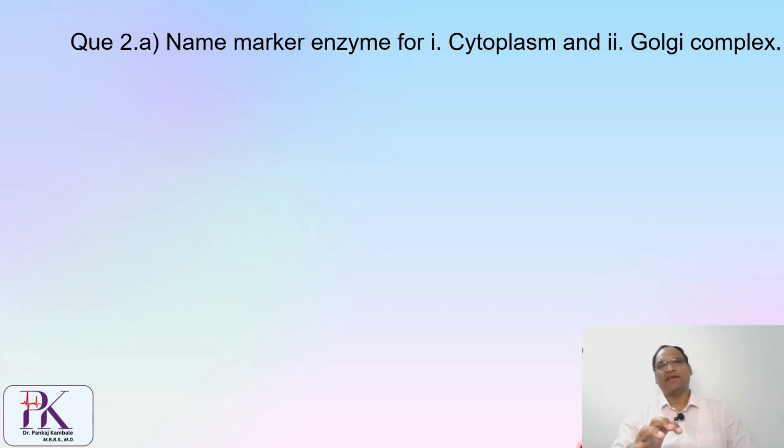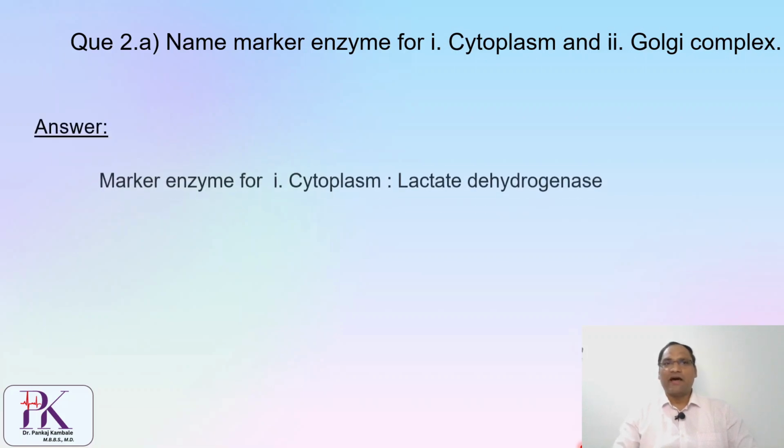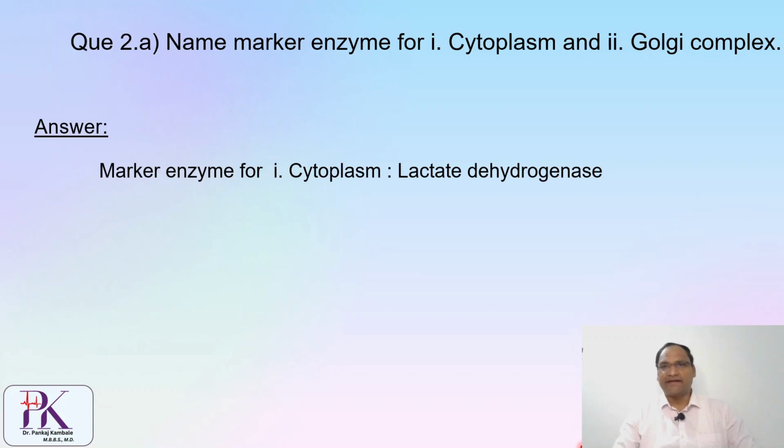So what are marker enzymes? Marker enzymes are preferentially located within a given organelle and are used to identify the purity of organelle preparation. That is, after ultracentrifugation, a given organelle can be identified by assessing the activity of this marker enzyme. So let's see the marker enzyme for cytoplasm and Golgi complex. The marker enzyme for cytoplasm is lactate dehydrogenase and for Golgi complex it is galactosyl transferase.